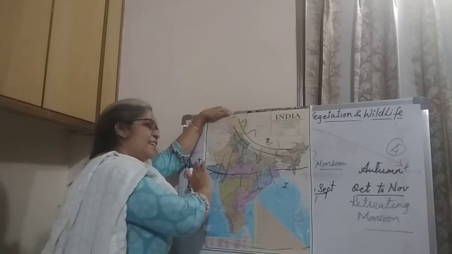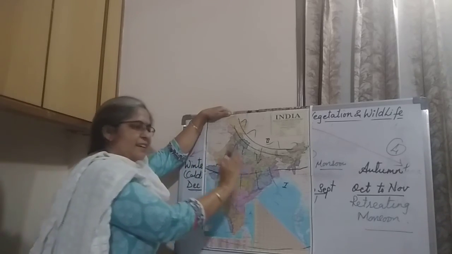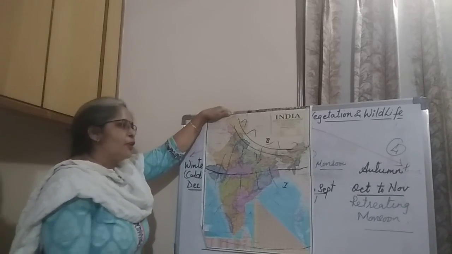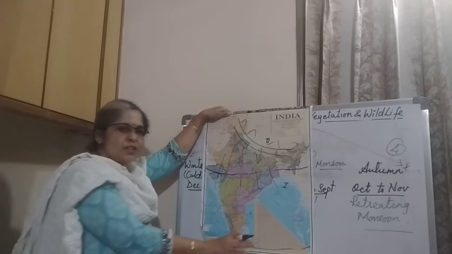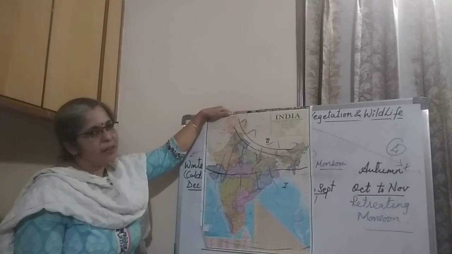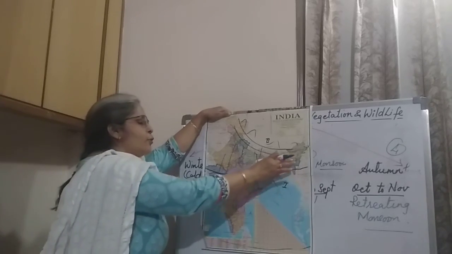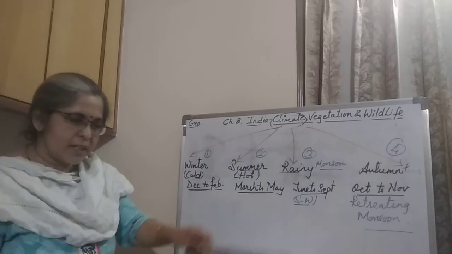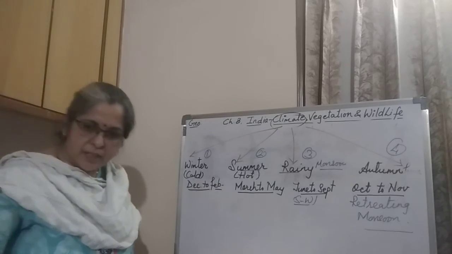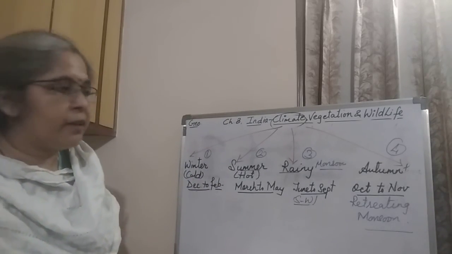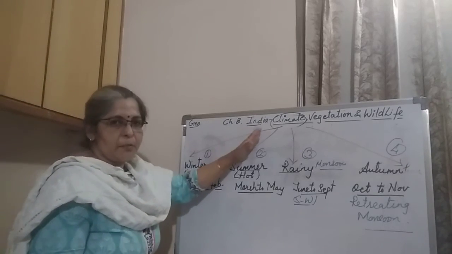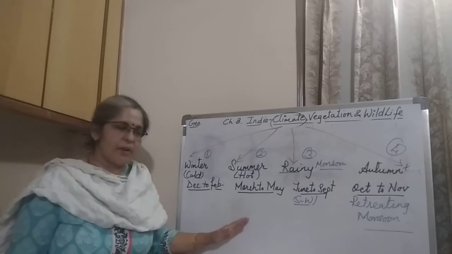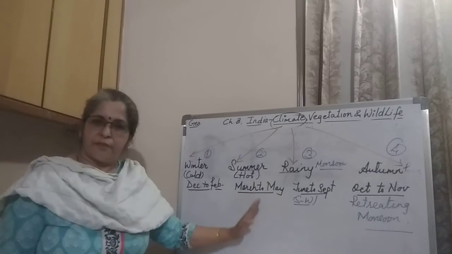So these are the climatic conditions only because of the location of our country on the world's map according to the Tropic of Cancer and equator, and our physical features also affect the climate. So this was all about the climatic conditions with the 4 different seasons.